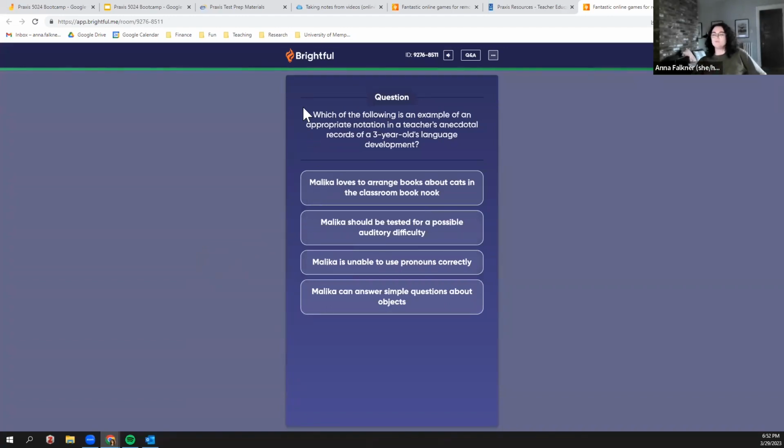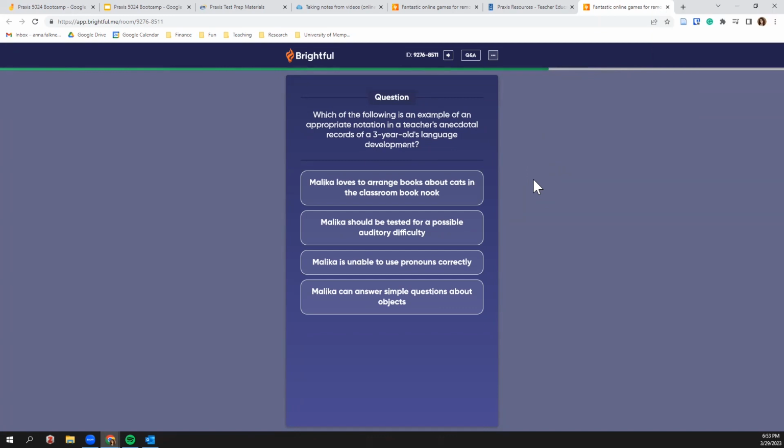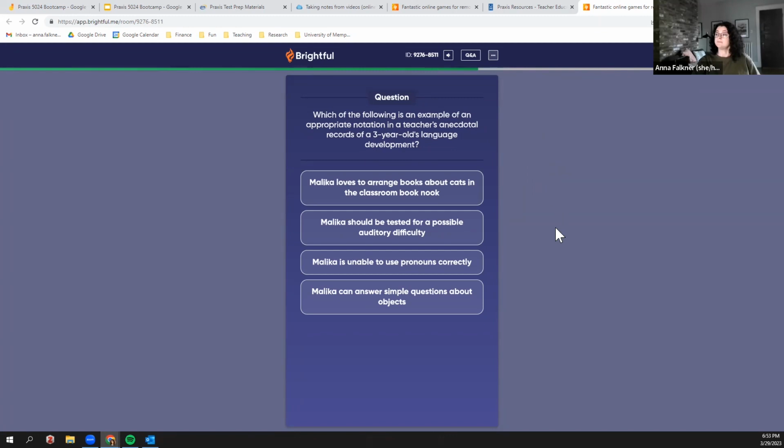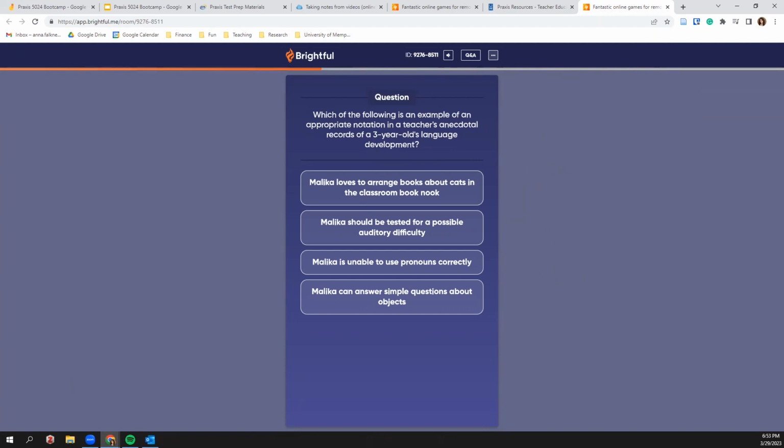All right, question 2. Which of the following is an example of an appropriate notation in a teacher's anecdotal records of a 3-year-old's language development? Malika loves to arrange books about cats in the classroom book nook. Malika should be tested for a possible auditory difficulty. Malika is unable to use pronouns correctly. Malika can answer simple questions about objects.